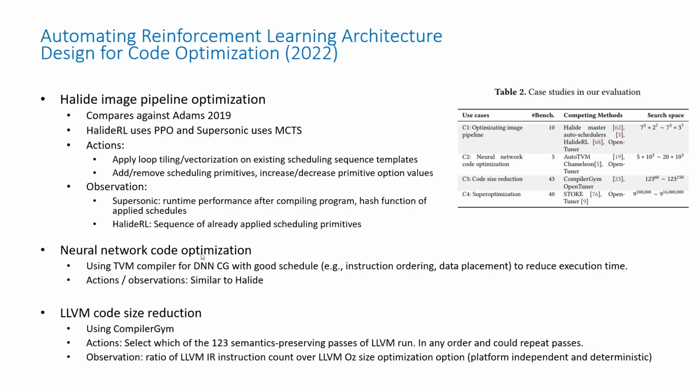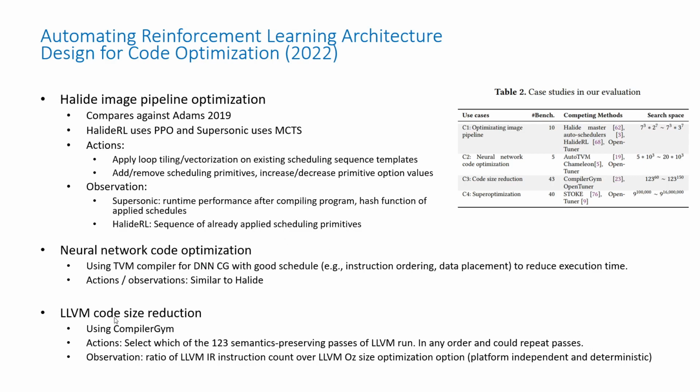For neural network code optimization, they are using the TVM compiler and trying to select a good schedule to reduce the execution time, and the action and observation are similar to Halide. It's a similar problem. You're basically doing an autoscheduler and selecting the optimal scheduling primitives. The TVM schedulers are similar to those of Halide.